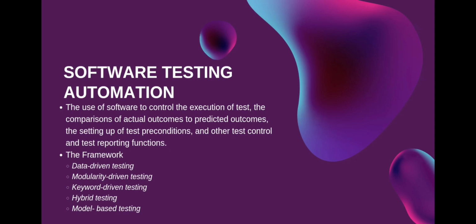For software testing automation, the use of software to control the execution of tests, the comparisons of actual outcomes to predicted outcomes, the setting up of test preconditions, and other test control and test reporting functions. The framework consists of data-driven testing, modality-driven testing, keyword-driven testing, hybrid testing, and model-based testing.